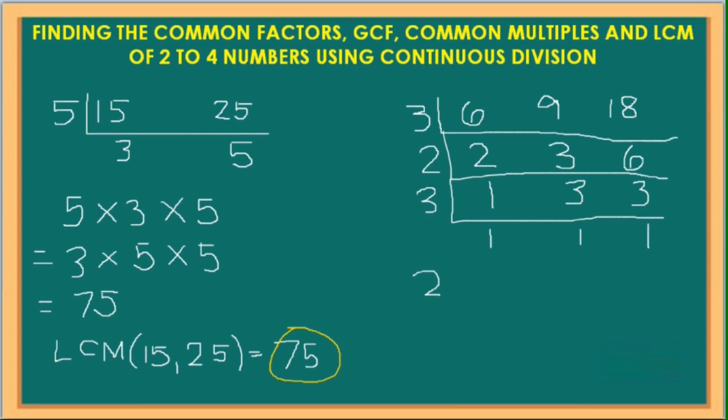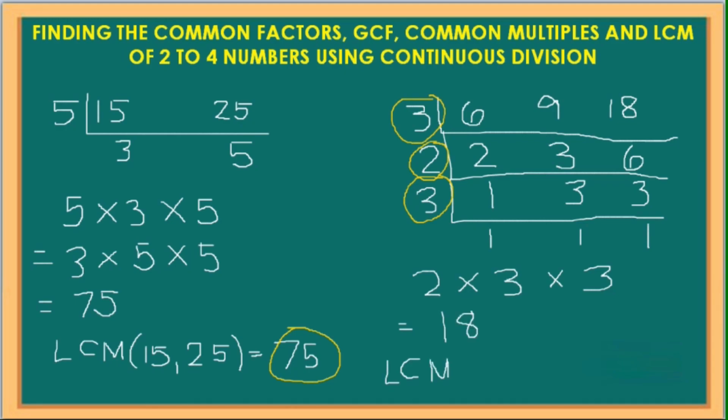Okay, so we have now 2 times 3 times 3. We will disregard the ones because multiplying a number by 1, the answer is just the number. So the prime numbers 2, 3, and 3 are from here. So we have now 2 times 3 is 6, times 3 is 18. Therefore, the LCM of 6, 9, and 18 is 18.